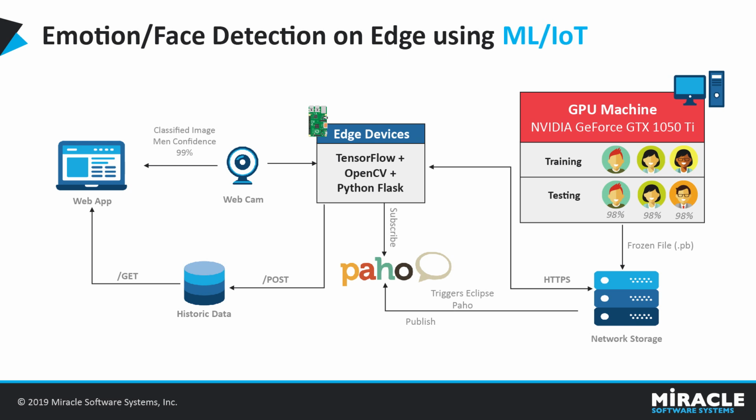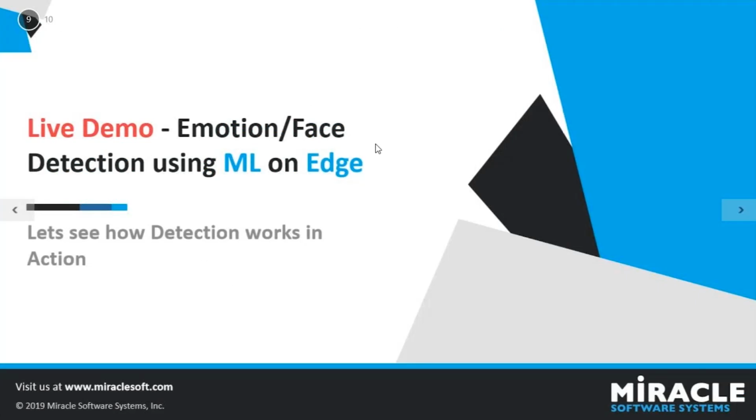When the model is retrained and updated in network storage, a message will be published to Paho about the model. The edge device, in our case the Raspberry Pi, keeps listening in Eclipse Paho. So when it reads the message that a new version of the model is available, it will go to the network storage and fetch the latest model file. Every time a model is retrained and updated in network storage, it is installed in Raspberry Pi, making the application updated as well. Let's look at the application and see how it works.